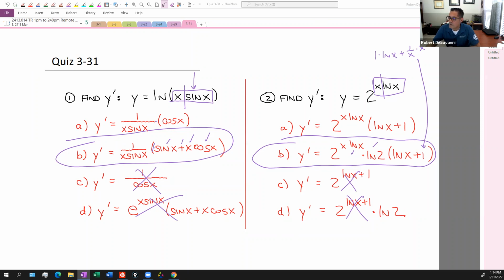It looks like on number 2, a lot of people put the A and just forgot the natural log 2 has to be there. So just be careful whenever the base here is something other than e, you've got to put that natural log of a in there.